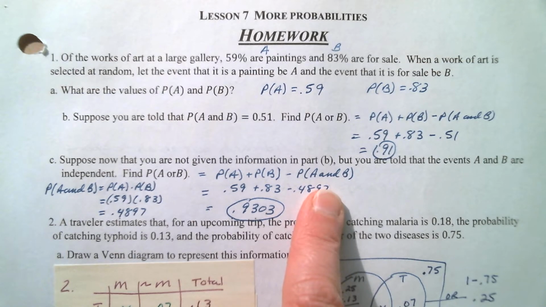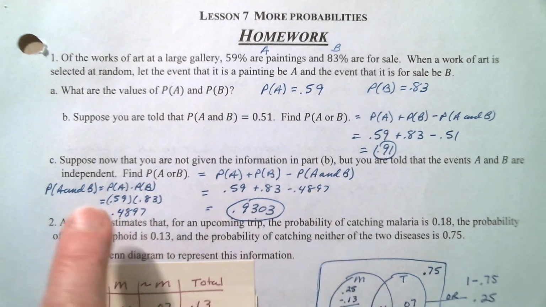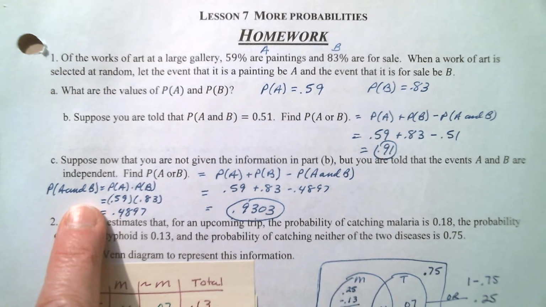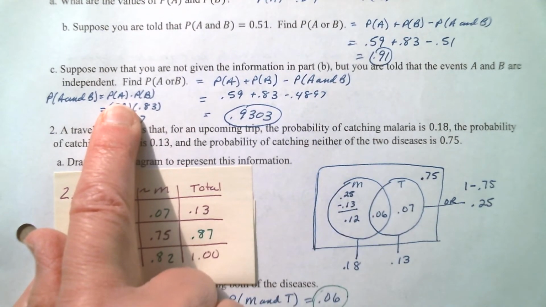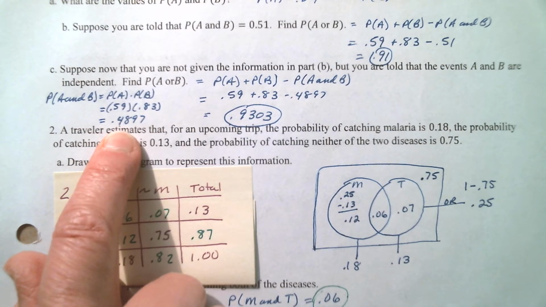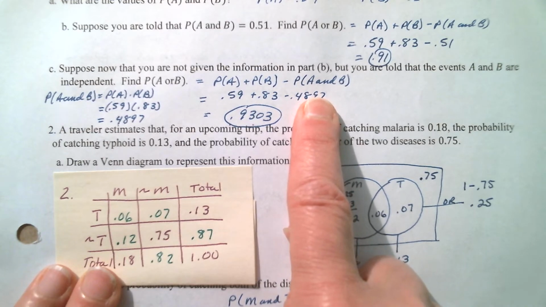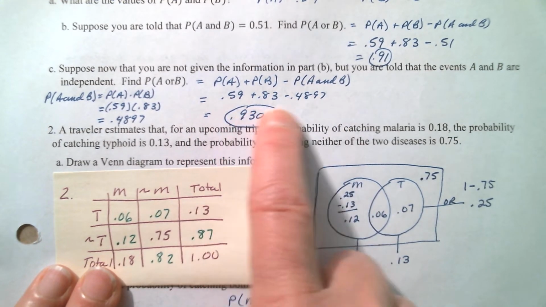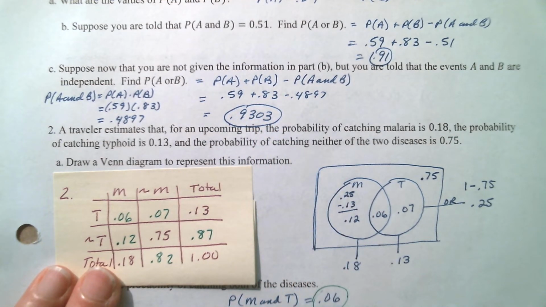So what is the probability of A and B? We're not using what was given in part B, right? We have to find it, given the fact that A and B are independent. So if A and B are independent, then the probability of A and B would equal the probability of A times the probability of B. So 0.59 times 0.83 is 0.4897, and then put that in for the probability of A and B here. And then adding 0.59, 0.83, and then minus the 0.4897.